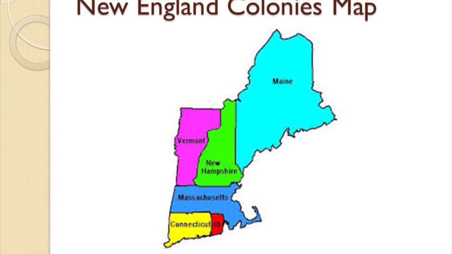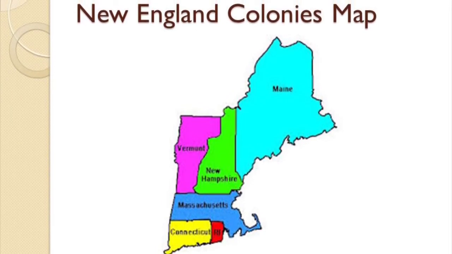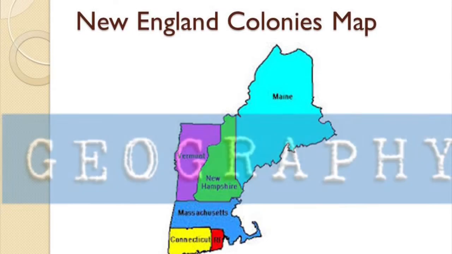The colonies of New England consisted of Rhode Island, Massachusetts, Connecticut, and New Hampshire.